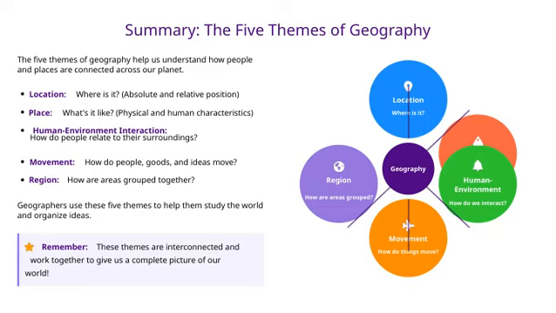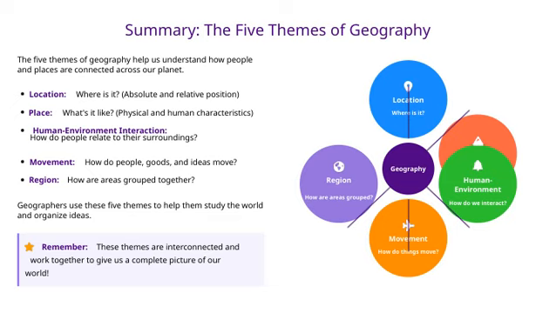Now, let's wrap up with the 5 themes of geography, which are essential tools for understanding how people and places are connected across our planet. First, we have location, which answers the question, where is it? And includes both absolute and relative positions. Then, there's place, which describes what a location is like, focusing on physical features and human characteristics that make each place unique. Next is human environment interaction, which explores how people relate to and impact their surroundings, like how we adapt or modify our environment.